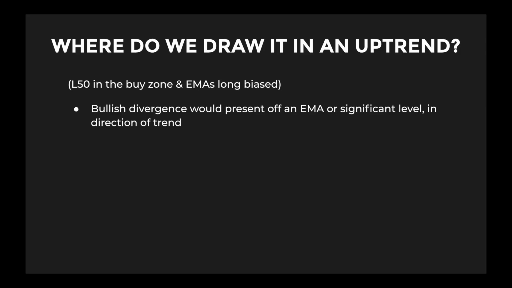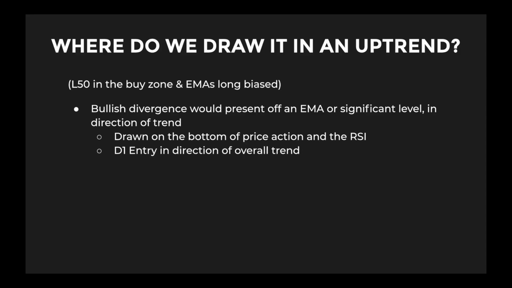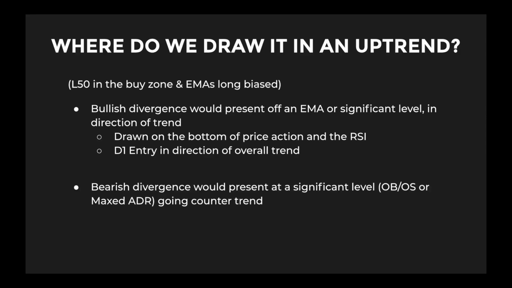And in this situation, you're trusting the RSI direction being bullish, not the price action being bearish. That's what the bullish divergence is. Now, like I just said, this is drawn on the bottom of price action and the bottom of the RSI because you're looking for it to move higher. You're looking for that RSI to show rise, the price action to show drop, and you're going to trust the direction of the RSI with the D1 entry signal I'm going to show you in the next chapter. Like I just said, this is a D1 entry in direction of overall trend.